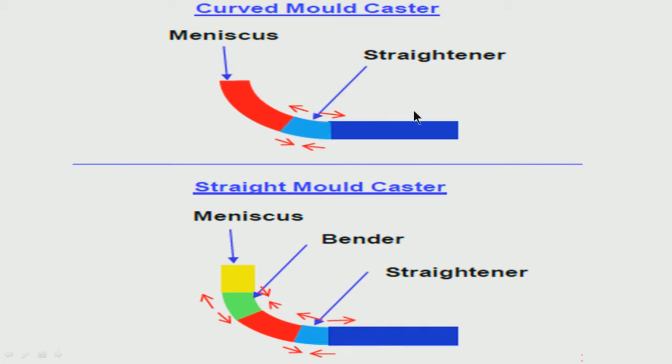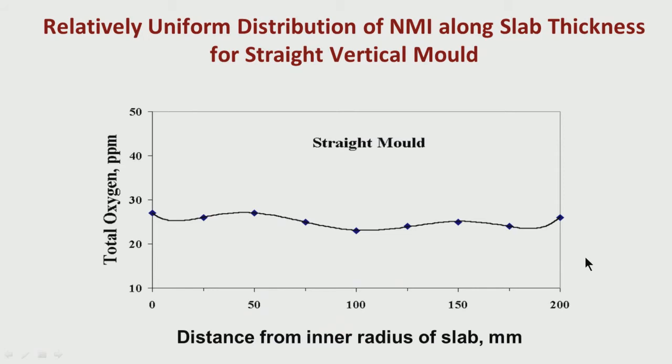Here the inner radius again is giving the top surface, but near the inner radius, more inclusions will be there in case of curved mold. So we have found this out by analyzing how the liquid steel is distributed when it is getting solidified as a slab. So what is the distribution of inclusion? I am talking of a slab having 200 millimeter thickness.